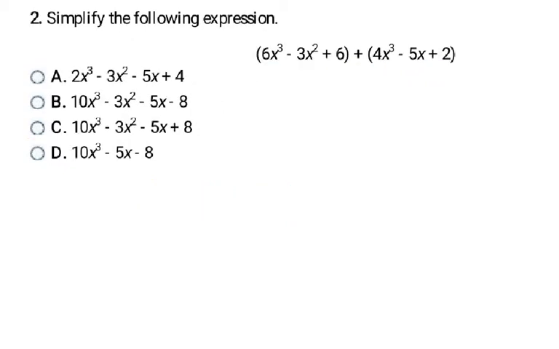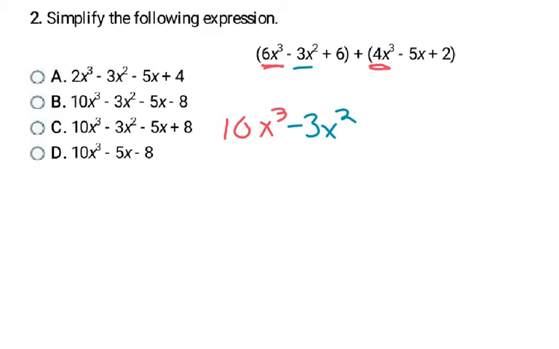Here, once again, I'm adding. So I'm going to have the like term of x cubed and x cubed. And so 6x cubed plus 4x cubed is 10x cubed. Next, I'm going to look at my x squareds. I have a negative 3x squared, and that's my only x squared term. So I'm just going to have minus 3x squared. There's nothing to combine it with.